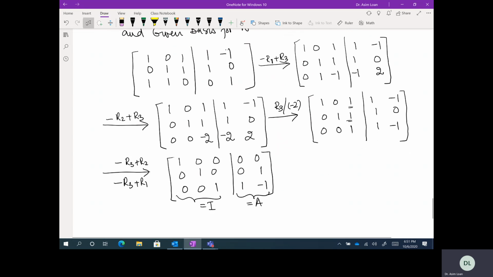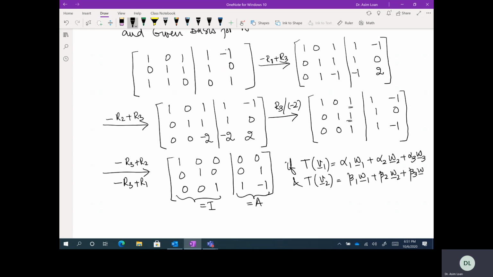And so if T of V1 is alpha 1 W1 plus alpha 2 W2 plus alpha 3 W3, and T of V2 is beta 1 W1 plus beta 2 W2 plus beta 3 W3, then these represent the alpha i's, and these represent the beta i's.